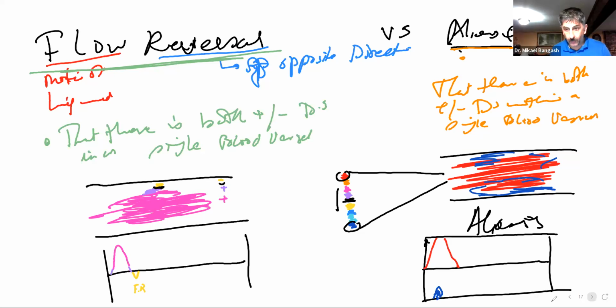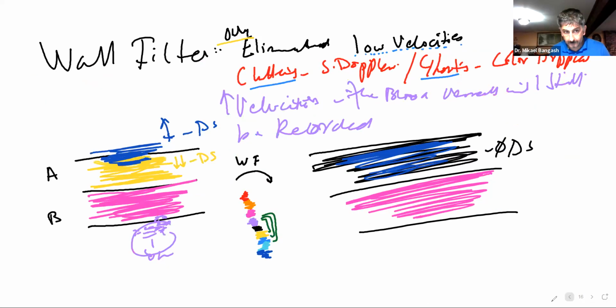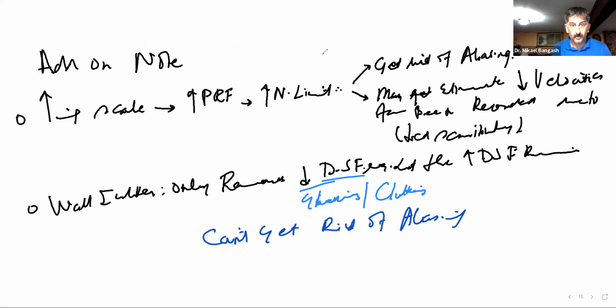So increasing the scale is also okay, it can get rid of flow reversal. So can your wall filter also, yes, get rid of flow reversal. Because, sorry, what was it that your flow reversal was?